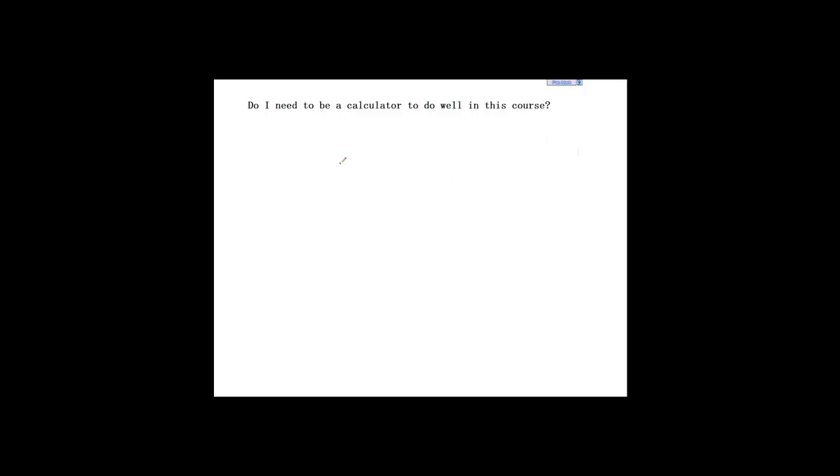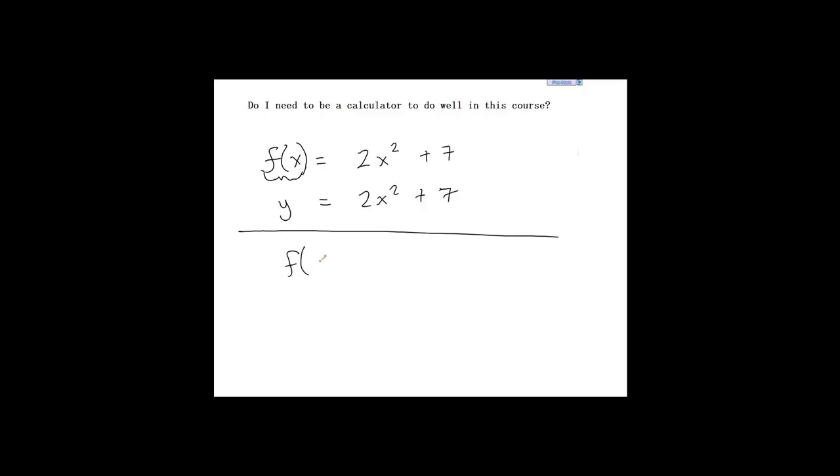So let's say that we are looking at functions, and the function is f of x equals, let's say, 2x squared plus 7. Okay, so first of all, let's remind ourselves that f of x is saying that once we input an x into our function, it's going to become a y value. So these two statements are identical to one another: y equals 2x squared plus 7, or f of x equals 2x squared plus 7.